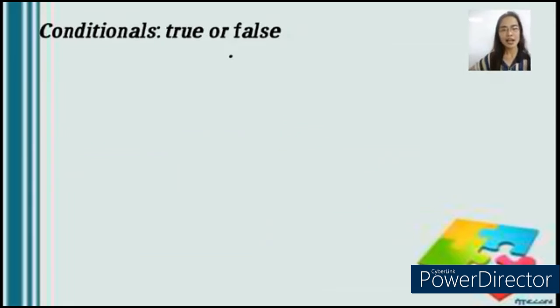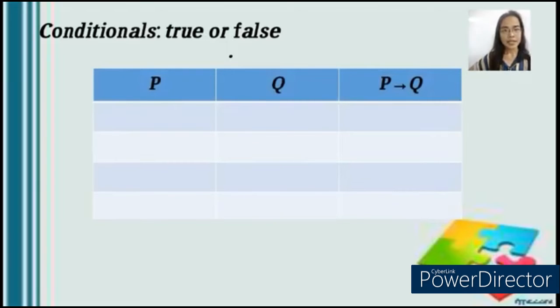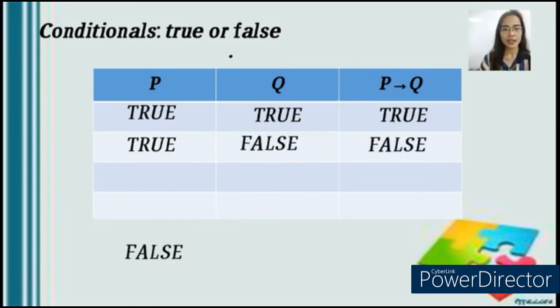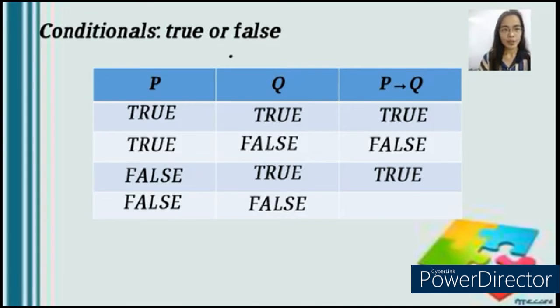Naintindihan? A conditional is either true or false. Let's take a look at this table. P represents the hypothesis. Q represents the conclusion. So if the hypothesis is true and the conclusion is true, P implies Q is true. Next, if the hypothesis is true and the conclusion is false, then P implies Q is false. Next, if the hypothesis is false and the conclusion is true, P implies Q is true. If the hypothesis is false and the conclusion is false, P implies Q is true.